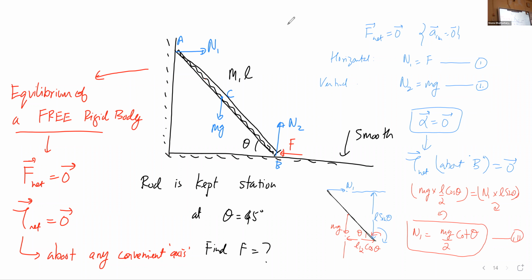Okay, so if you have a free rigid body, remember when it's in equilibrium, the net torque is 0, and you can take any axis of convenience. So if you see a diagram like this, the most convenient one is a point through which multiple forces are acting. Okay, then your torque equation will have minimum terms, right?